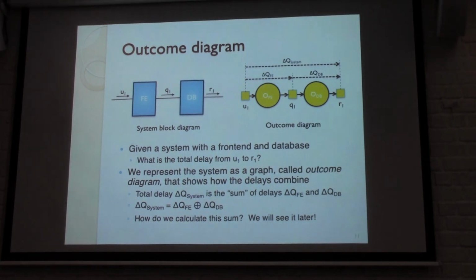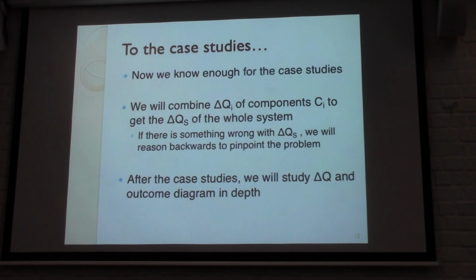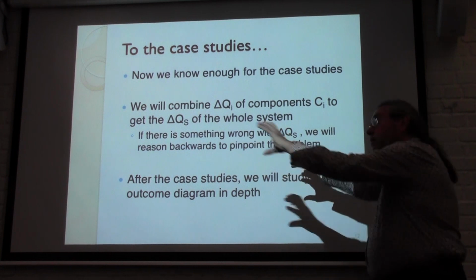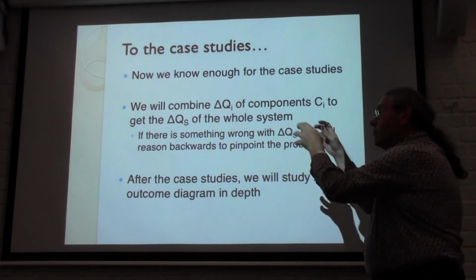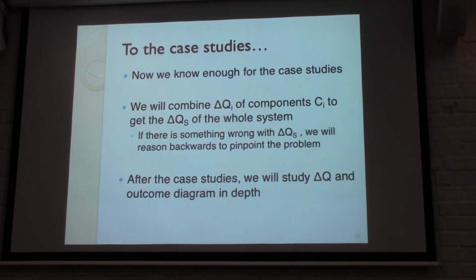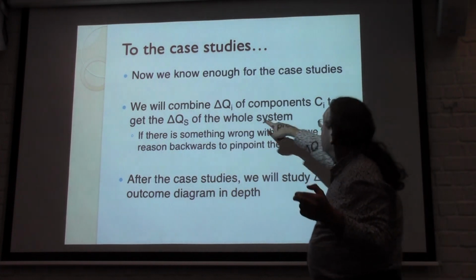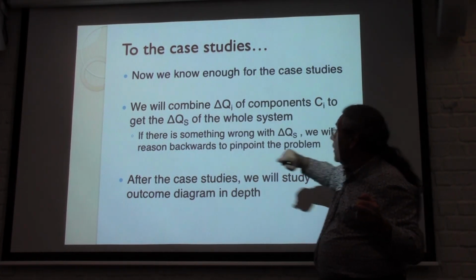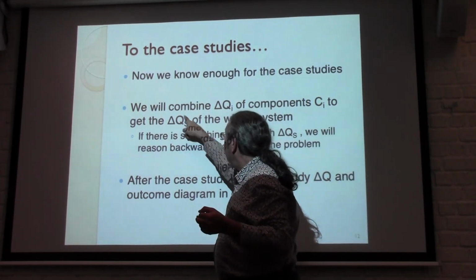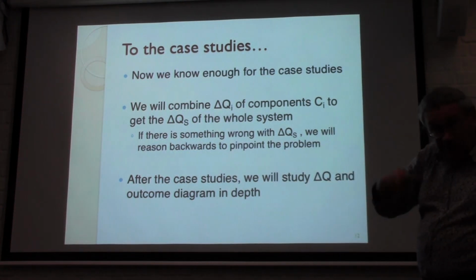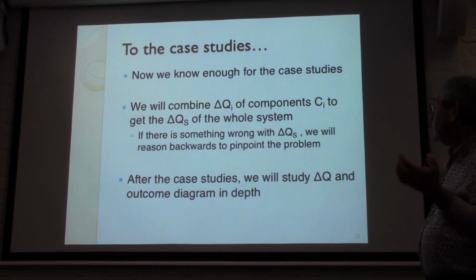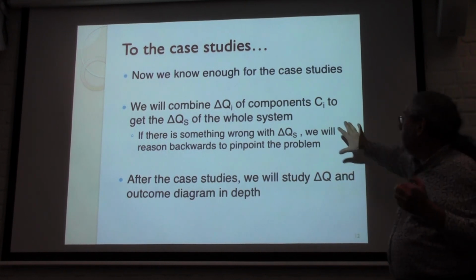Okay, so now we know enough to go to the case studies. The idea is we're going to have a bunch of components in the case study, and each one will have a delta Q, and we combine all the delta Qs, and then we want to debug the system. We combine the delta Qs of the components, Ci, to get a delta Q of the whole system. And if there's something wrong with this, we can reason backwards, Sherlock Holmes style, to figure out what was the source of the problem. So that's the case study.